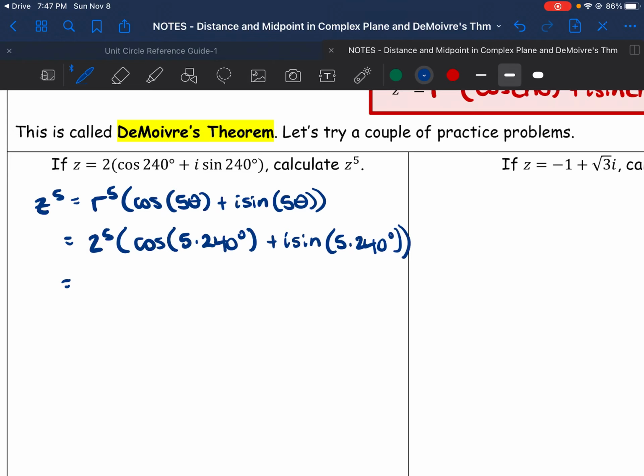All right, 2 to the 5th power, that's 32. Cosine of, and let's see here, 5 times 240 degrees, you multiply those together, you get 1200. So cosine 1200 degrees plus i sine of 1200 degrees.